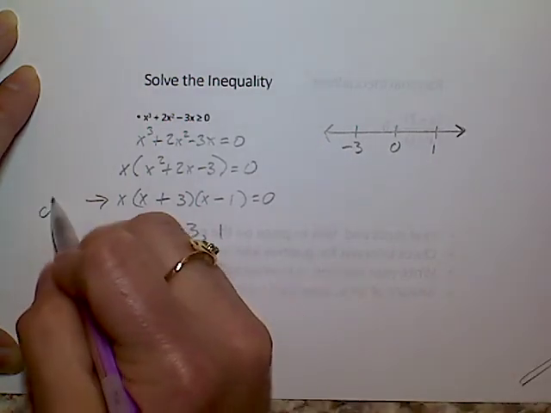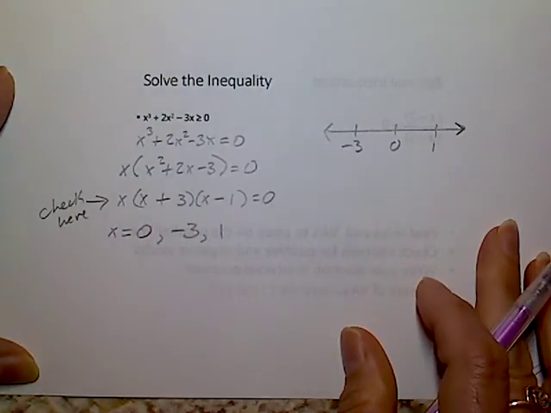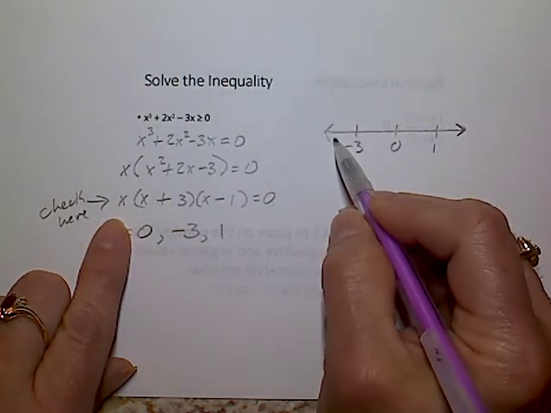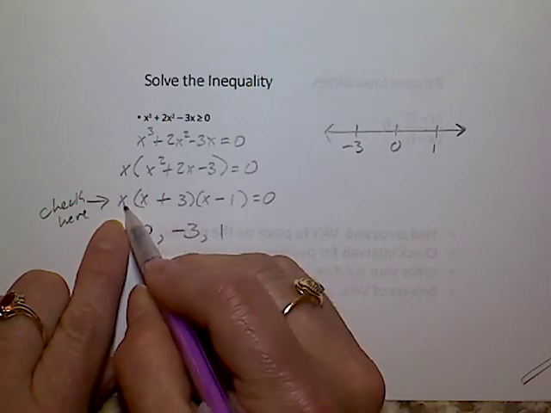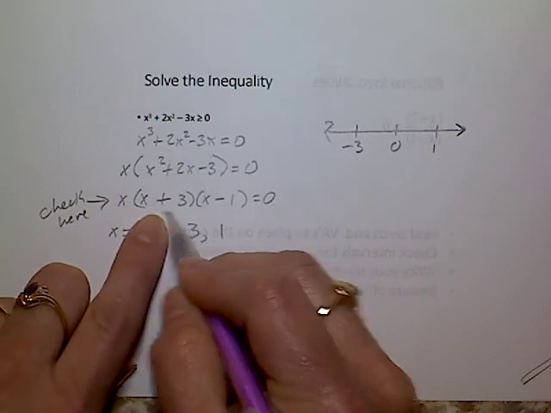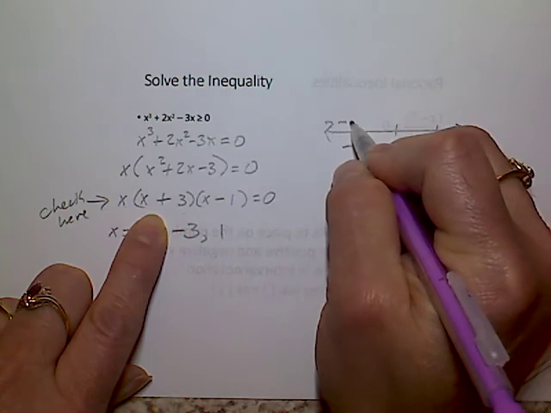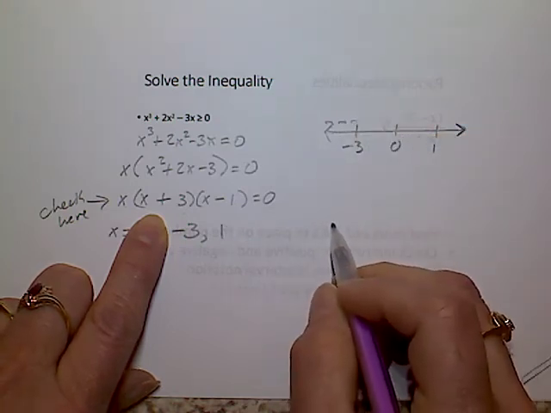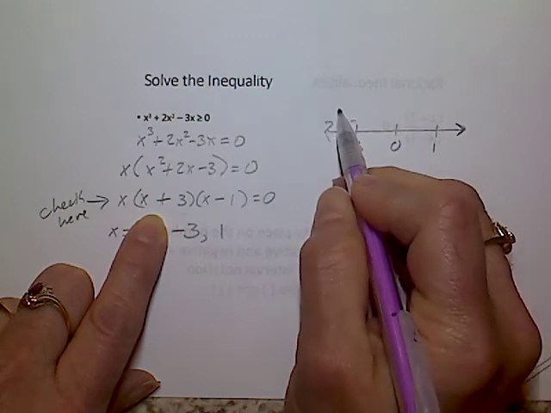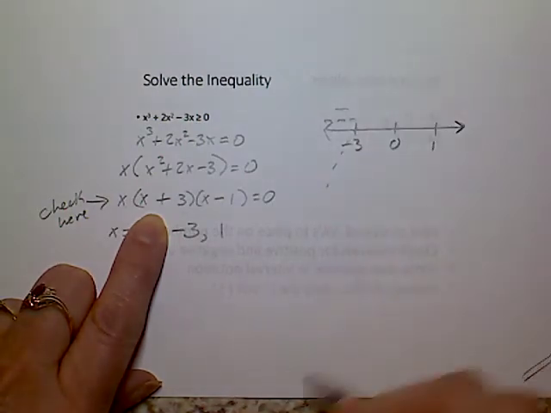I'm going to check them in my factored form because it's mental math. I swear it, watch this. If I put negative 4 in for this interval, negative 4 is negative. Negative 4 plus 3, negative. Negative 4 minus 1, another negative. Do you remember your even and odd rules from last semester? If I take a negative times a negative times a negative, I get a negative. So my polynomial is down here.